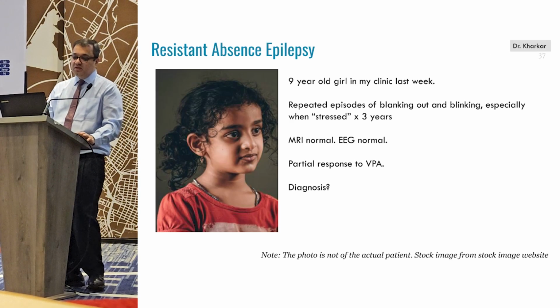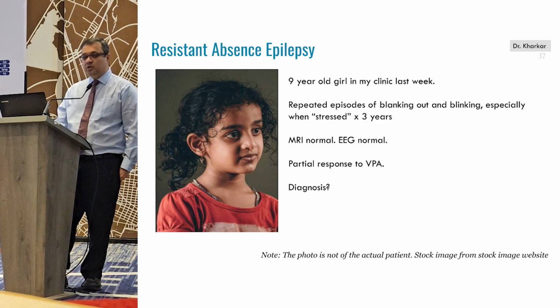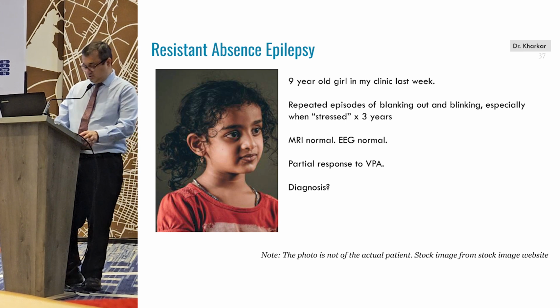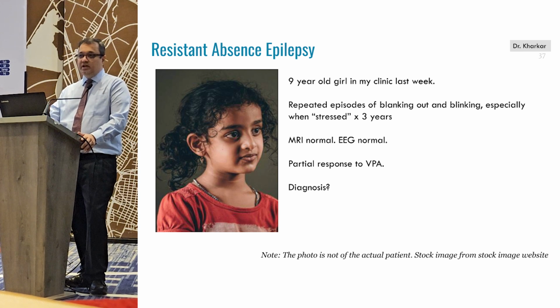This is another person, a 9-year-old girl, not last week, it has been a long time. Repeated episodes of blanking out and blinking, especially when stressed, for 3 years. MRI was normal, EEG was normal. Partial response to Valproate. What would you do next? A routine EEG was normal, did not capture any event. Video EEG? Anybody for genetic testing?